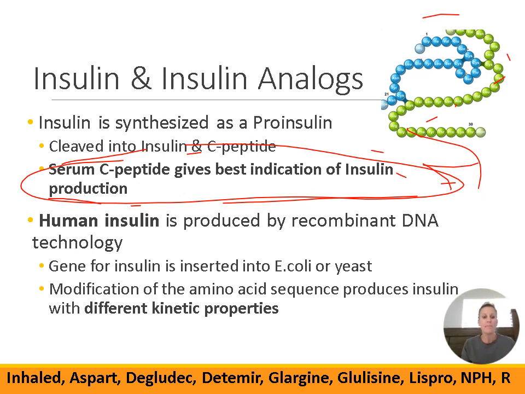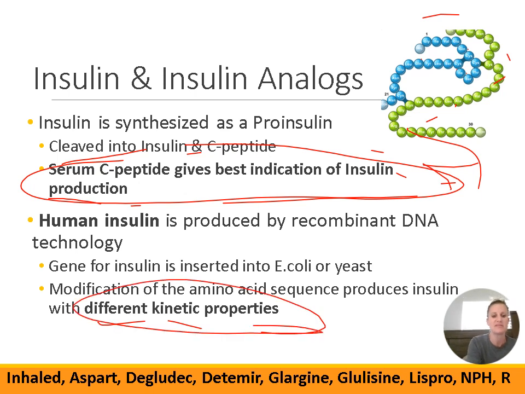Now we can modify the amino acid sequence in insulin. We can modify that insulin in order to produce various different insulin analogs. And that's how we get all the different types of insulin that have various differences in how their duration of action or how long it takes to get to peak, etc.